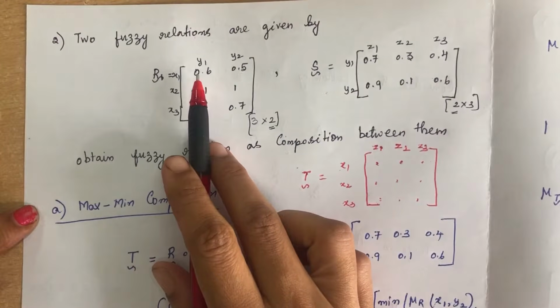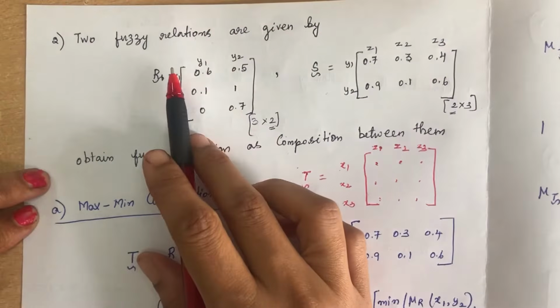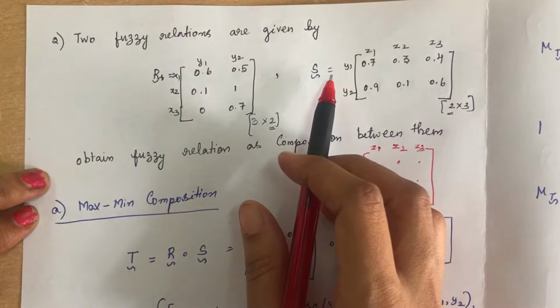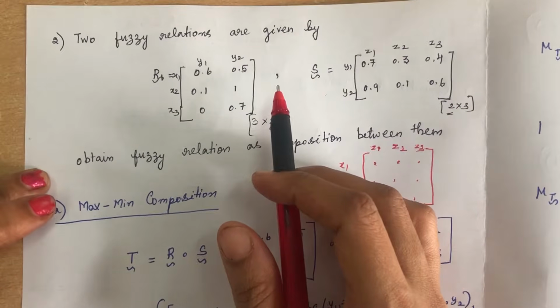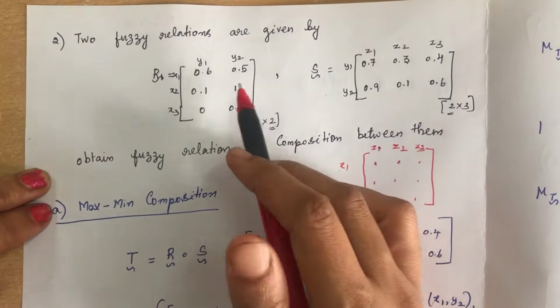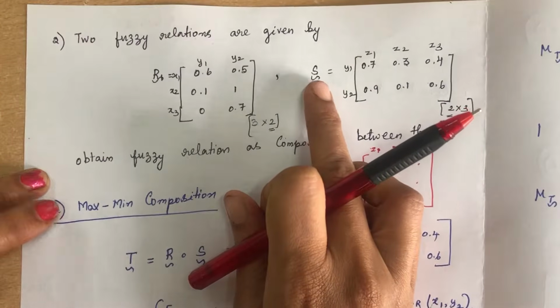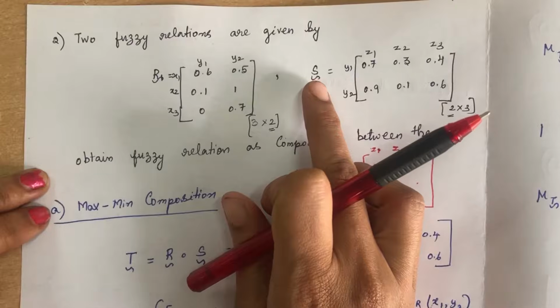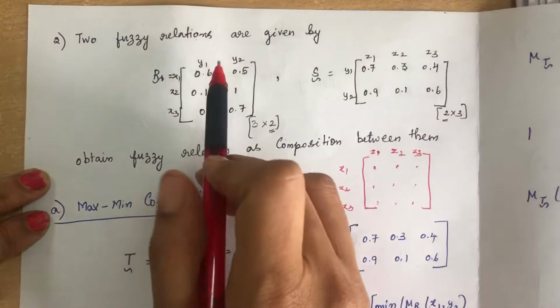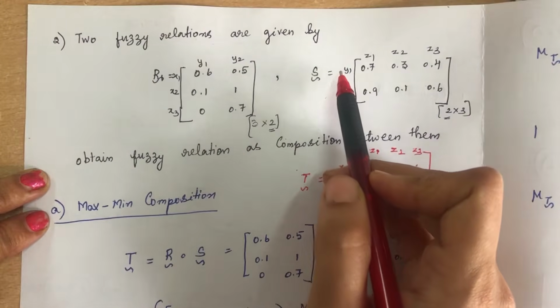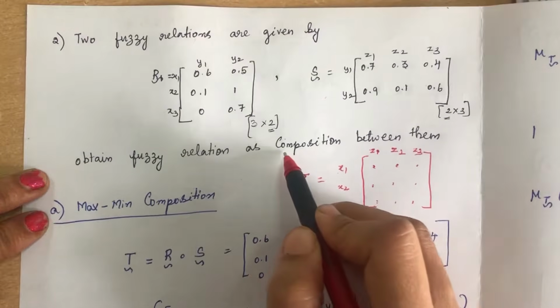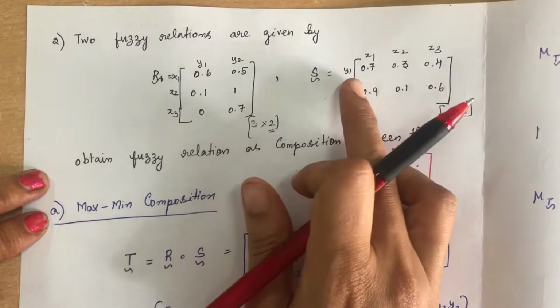Coming to the second problem in fuzzy relation. Here two fuzzy relations are given. In the previous problem they gave two fuzzy sets, but here they have given two fuzzy relations. This fuzzy relation is formed from the Cartesian product of fuzzy sets. They have given two fuzzy relations and they are asking you to find out the composition between the two fuzzy relations.